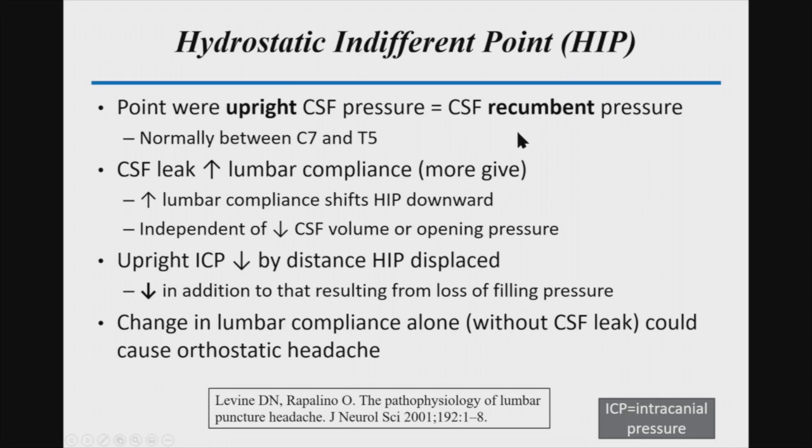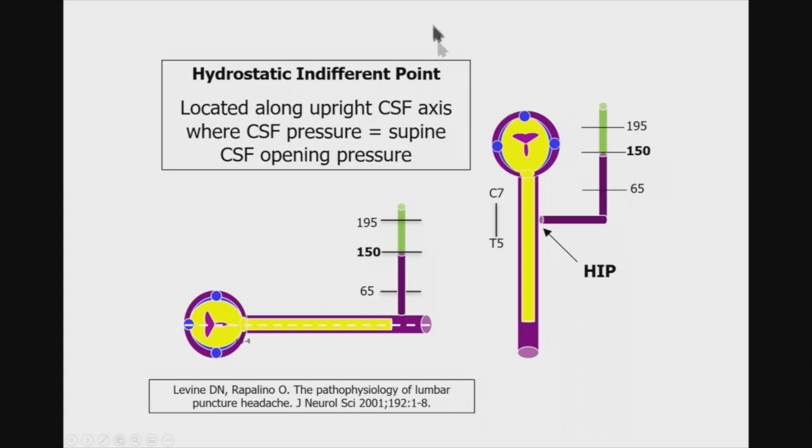Increased lumbar compliance shifts the hydrostatic indifferent point downward, independent of a change in volume or opening pressure. Upright intracranial pressure is further decreased by the distance the hydrostatic indifferent point is displaced, and a change in lumbar compliance alone without a leak could cause orthostatic headache, and the neurosurgeons would tell you a big baggy sac can do it. And this is an example. The hydrostatic indifferent point is located along the upright axis where the spinal fluid pressure is equal. So this is 150, 150, and that's the hydrostatic indifferent point.